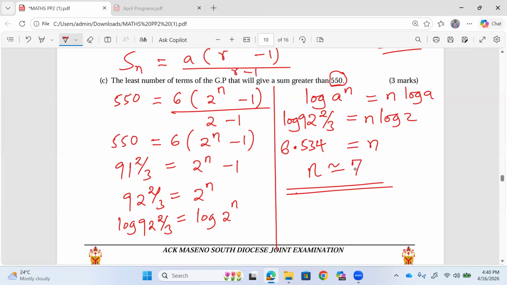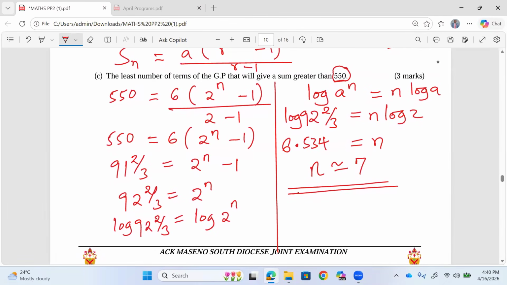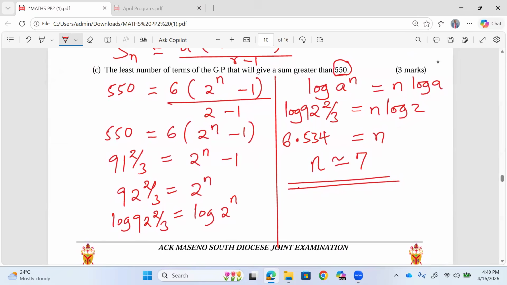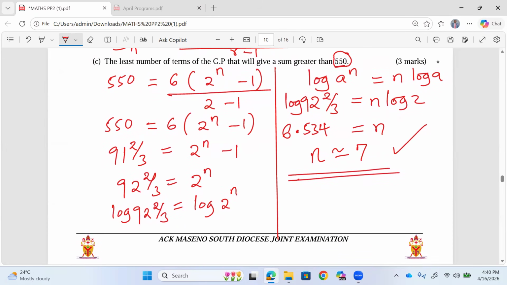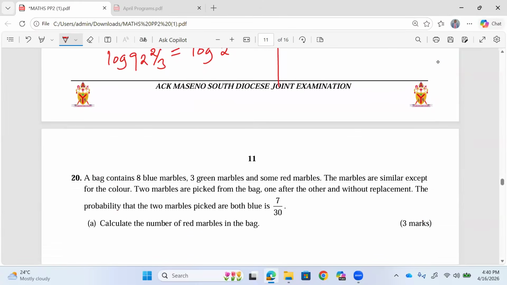But when we use 7 now, if 6.534 is giving us 550, then 7 terms upwards. 7 is the least number so that you may get 550. So we estimate upwards now. We get 7 terms. Yeah, the least number of terms is 7. Because when you use 6 terms, if 6.5 is the answer here, then 550 will not be reached. So for the sum to be greater than 550, we need more than 6.5, that is 7. So at least 7 terms are needed. So that is the answer of the last part on sequences and series.